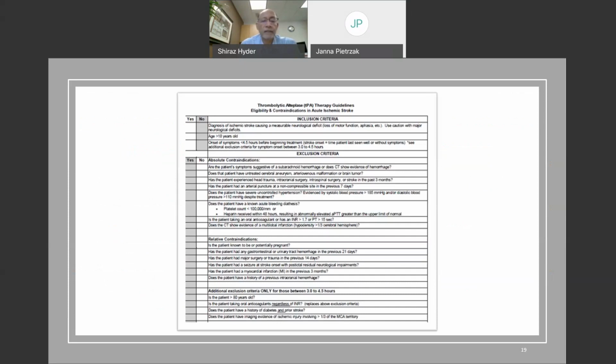Now there's another small print of the inclusion-exclusion criteria. This is being updated, and so you will be receiving this soon. But it's something that if you have time, it's very helpful. If not, the receiving facility will go through this as well.